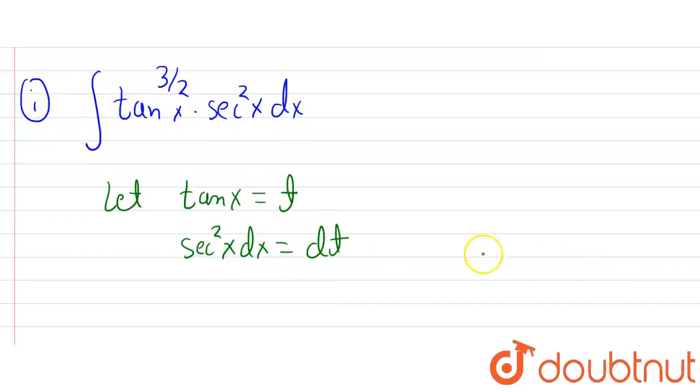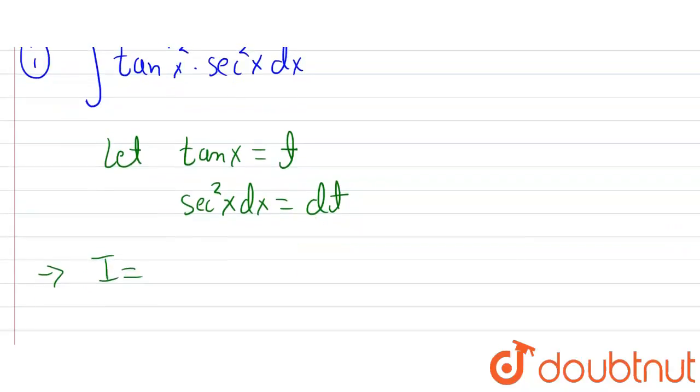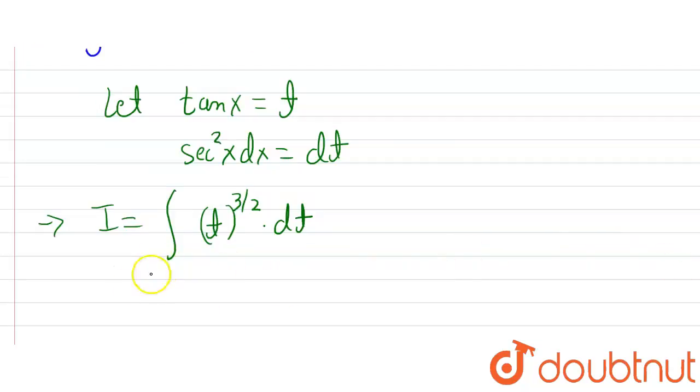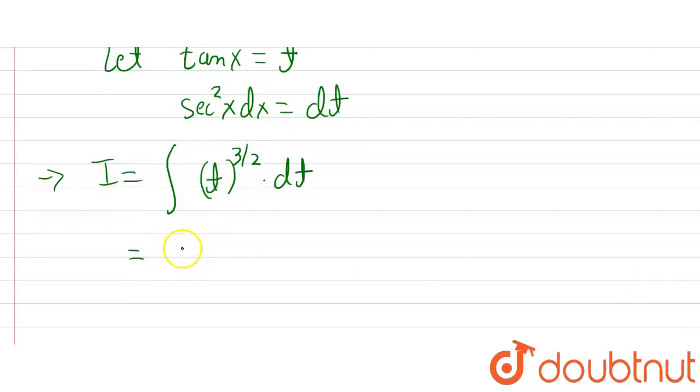Now let's substitute this into the given expression. Therefore our expression will become I, where I represents the integral, equals the integral of tan 3 by 2 x, which will be t to the power 3 by 2, into sec square x dx, which will become dt. Now let's solve it. The integral of t to the power 3 by 2 will be t to the power 3 by 2 plus 1 upon 3 by 2 plus 1 plus c.